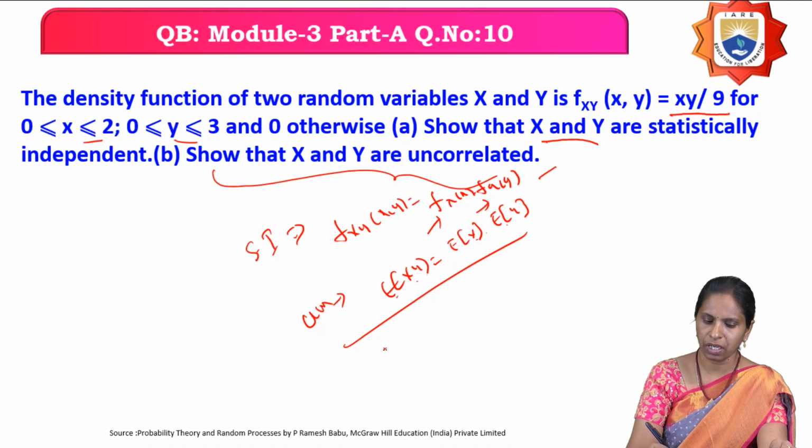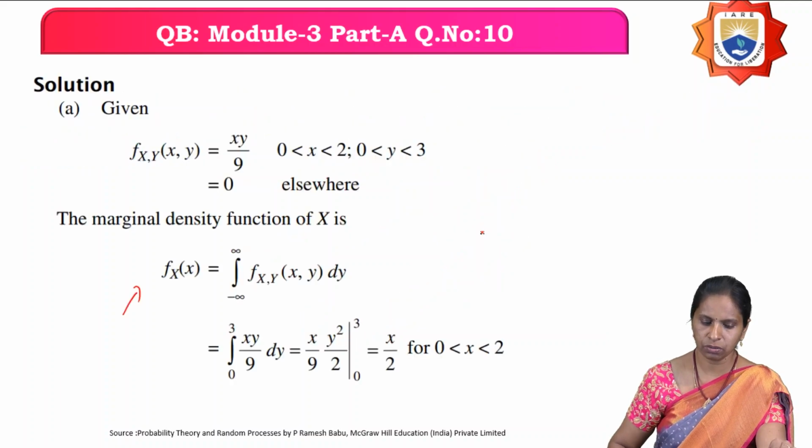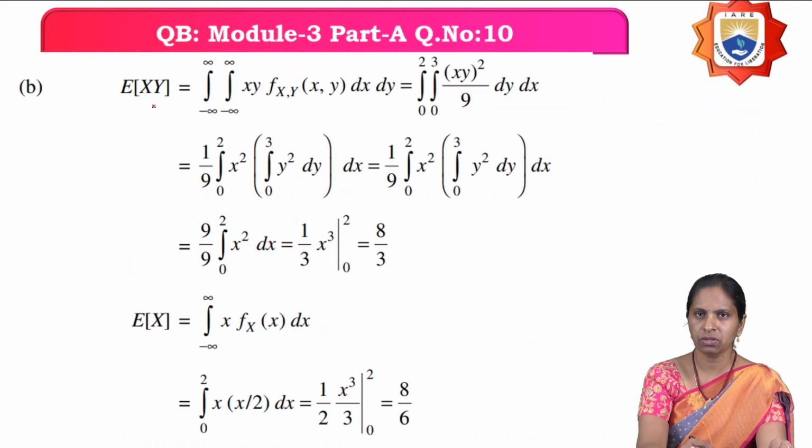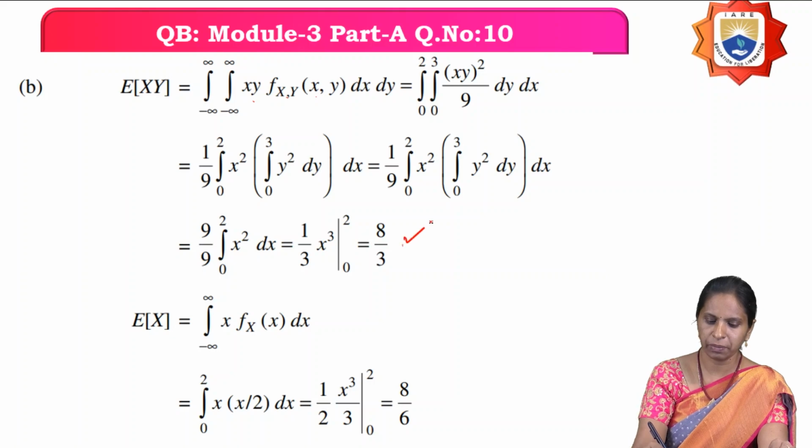Next, what you have to show is that for uncorrelated, E of xy is equal to E of x into E of y. So calculate E of xy, then calculate E of x, and calculate E of y. If these two are equal, then you can say that they are uncorrelated. Now, what is E of xy? Integration from minus infinity, xy into f_xy(x, y) dx dy. You got 8 by 3.